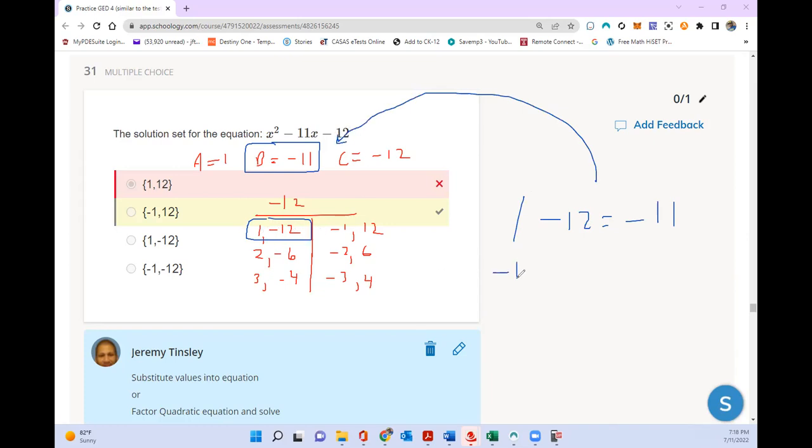So 1 and negative 12. So I'm going to take that positive 1 and negative 12, and I'm just going to put them in with this variable. So it's x. So x plus 1. And then what's my second factor?